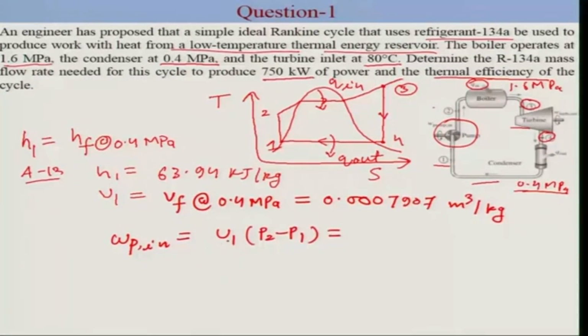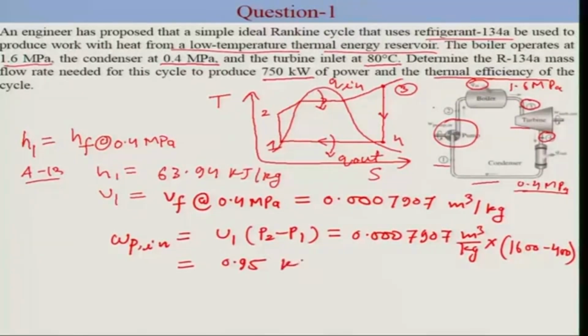So, V1 we already calculated, so it will be 0.0007907 meter cube per kg times pressure P2 minus P1. P2 is 1.6 megapascal, which is 1600 kilopascal minus 400 kilopascal. So, this gives total 0.95 kilojoule per kg. So, this much of work is being done by the pump on the refrigerant.